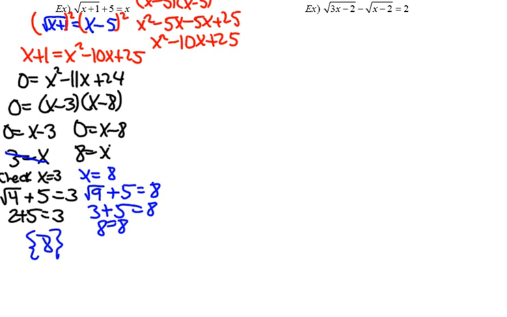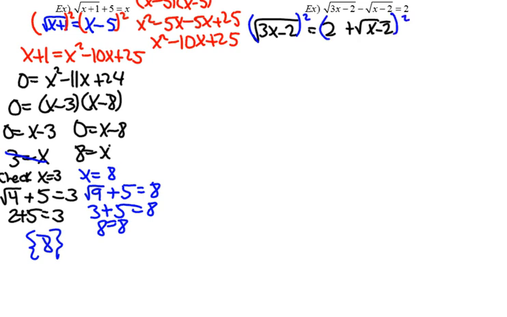Okay, so now the last example. Notice you have two separate terms that have square roots. So I know this is going to be a little bit more involved. But again, the same idea to begin with. We want to get a square root by itself. So I'm going to add the square root of x minus 2 to both sides. So then from here, I'm going to square both sides.